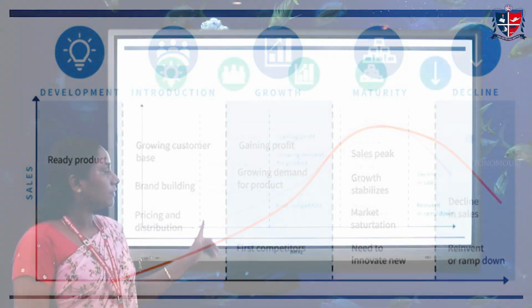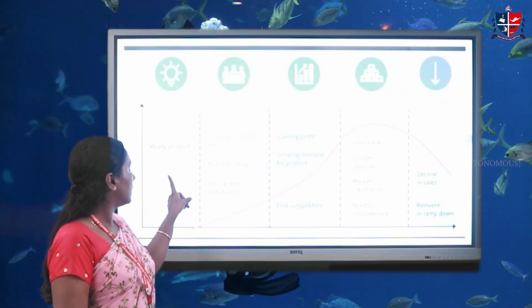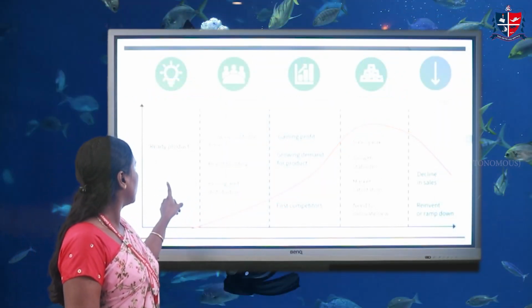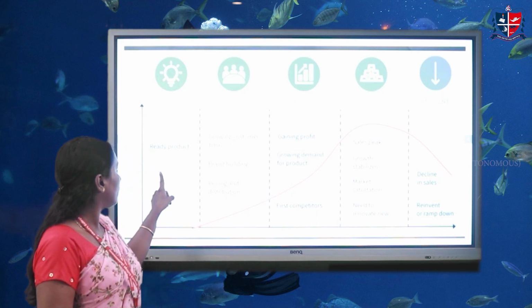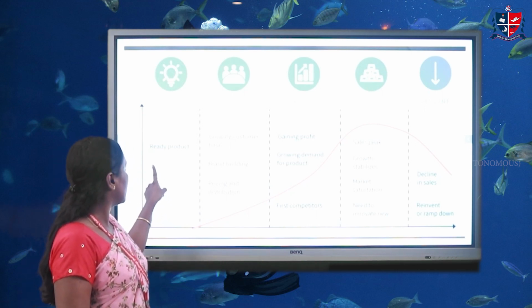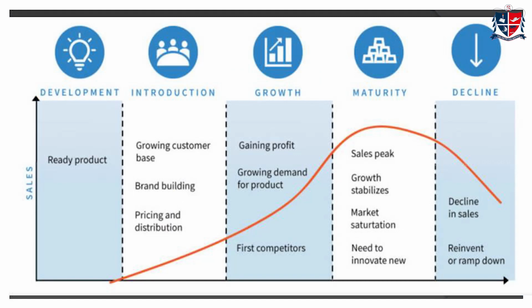In this part, we explain the product life cycle by the graph. First one is the development phase. Its result is a ready product. Then the introduction phase includes growing the customer base, brand building, pricing, and distribution. In the growth phase, the product gains profit, and growing demand for the product also happens in this stage. The first competitors appear during this growth phase.